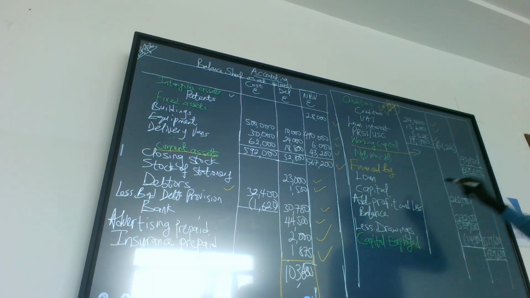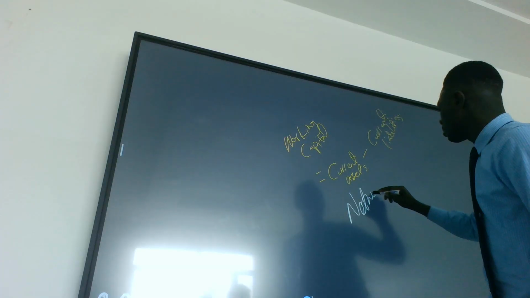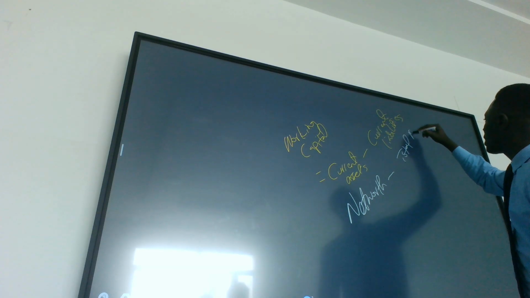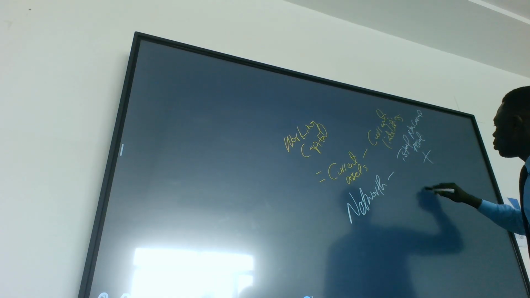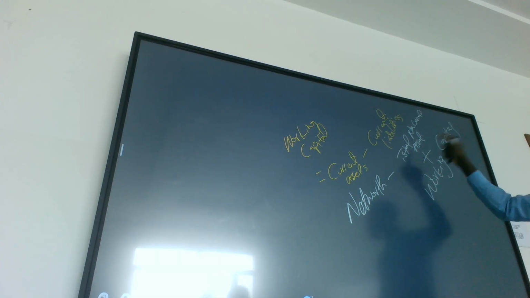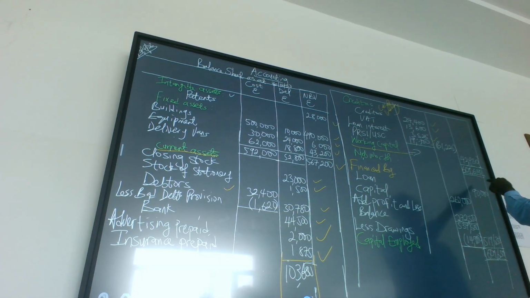Your net worth is your working capital plus your total non-current assets. You know these formulas already. Your net worth is what? Total non-current asset plus working capital.